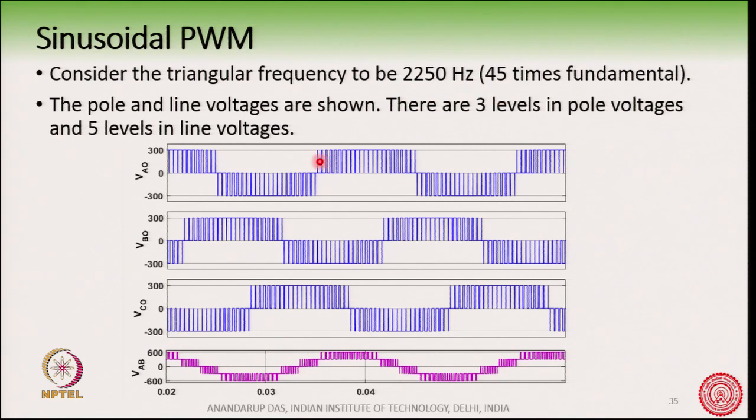So, we have switched this converter and the DC bus has been taken as 600 volts. There are 3 levels of voltages: 0, plus 300 and minus 300. VAO is switching like this, VBO like this and VCO like this, and so we get a VAB voltage like this, that is the line voltage. The pole voltages, VAO, VBO, VCO, have 3 levels, whereas there are 5 levels in the line voltage.